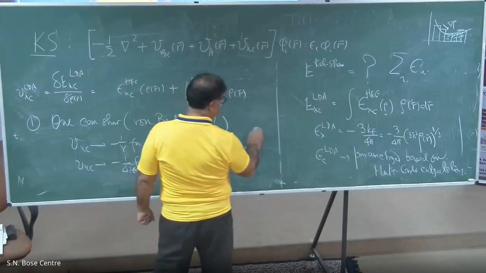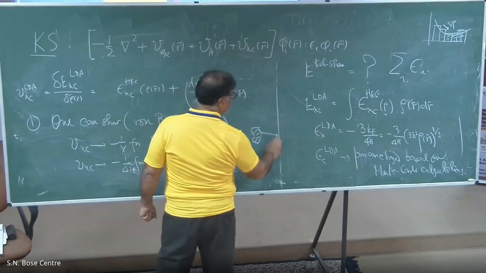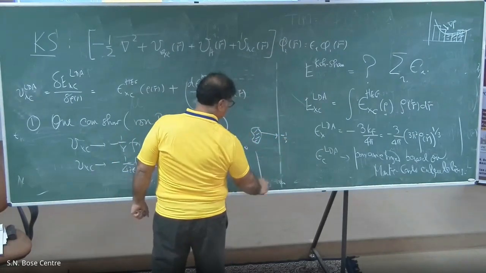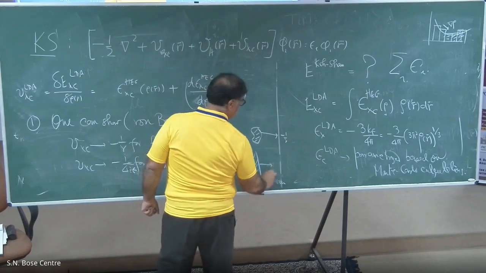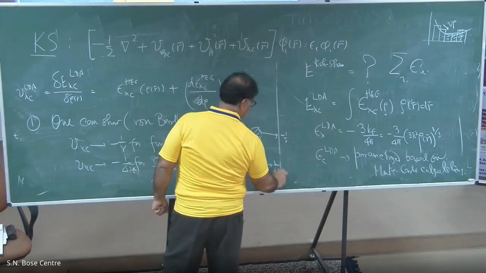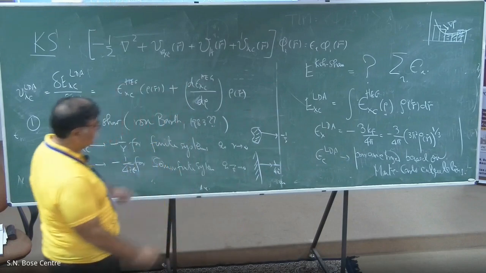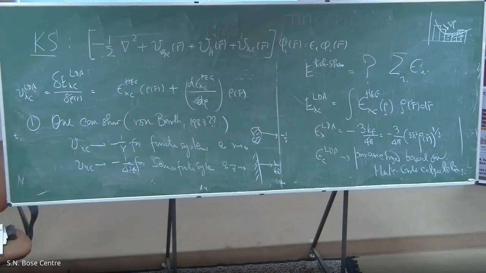So what one is saying is, if there is a finite system and you go far away, it's minus 1 over R. If you have a semi-infinite system and you go far away, it's 1 over 4Z, or the dielectric constant also, depending on what it is. Okay, so it goes like that.